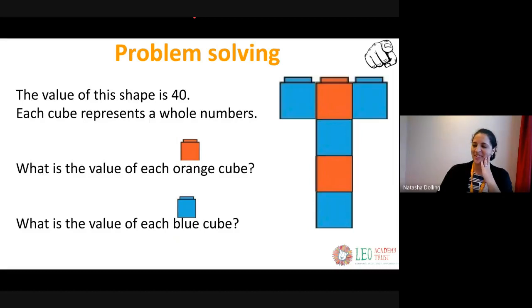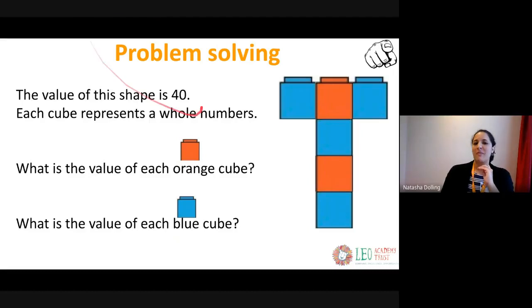So we've got one possible answer. The orange could be 10 and the blue 5. So if the orange was 10, it would be 2 times 10 equals 20. And then the blue, if it was 5, it would be 4 times 5 equals 20. And you have got your value of 40. So well done, whoever said that. 2 times 10 add 4 times 5 is equal to 40, is essentially what that is showing.